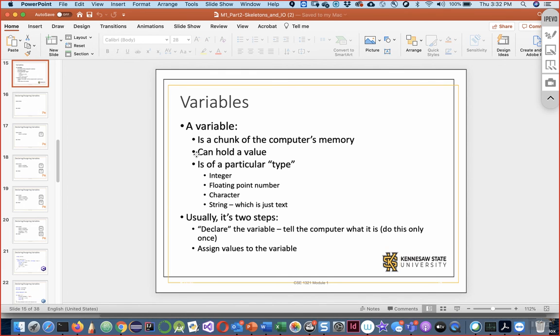Similarly, this is another kind of operator. This is called the unary operator, plus plus and minus minus.